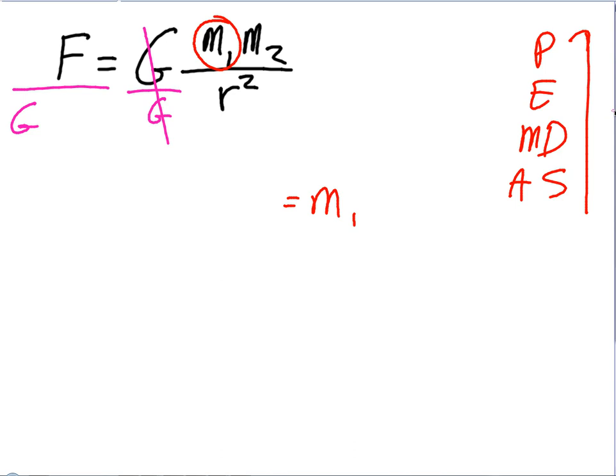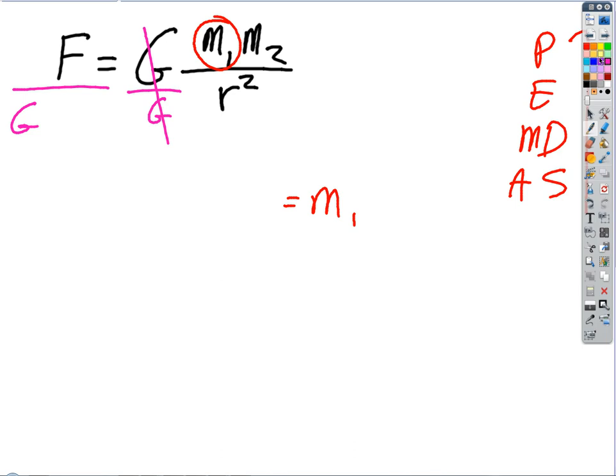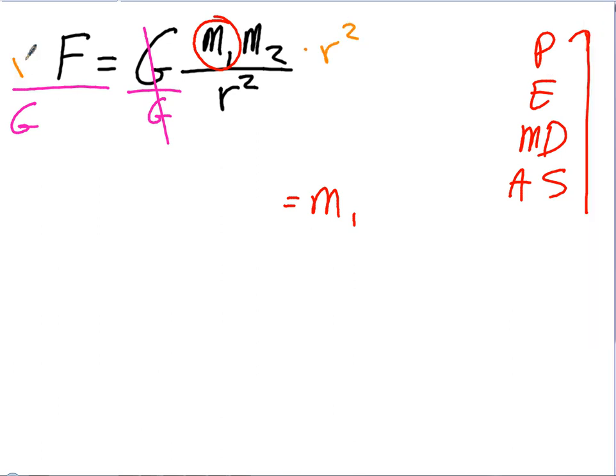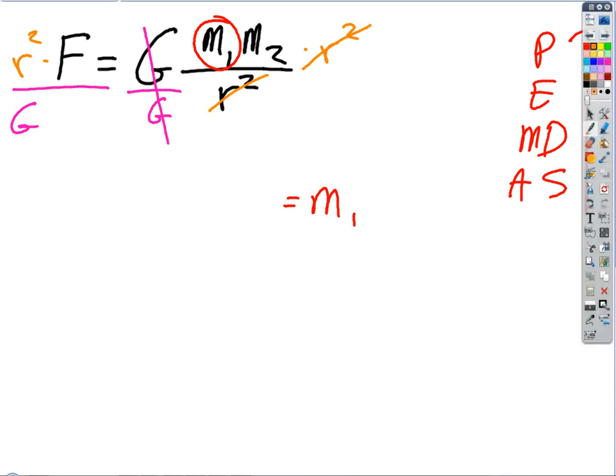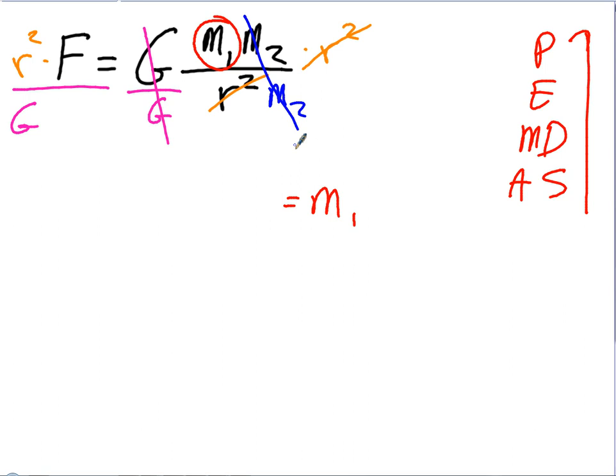Times both sides by R2. Okay, by R, how do I say that? R squared. Good, I'm going to multiply both sides by R squared. And that's going to cancel the R squareds. What's the last thing I've got to do? Okay, if I divide both sides by M2, I got it. How about that? Right? I got the M1 by itself.